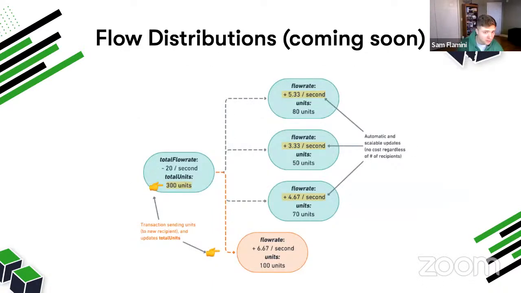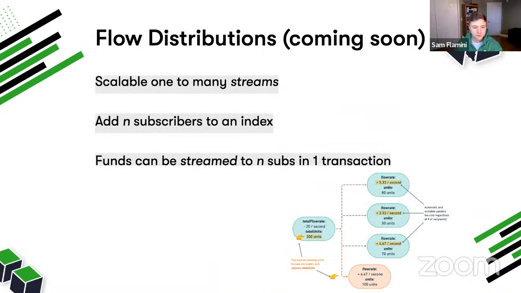And then very soon, we're going to combine the money streaming and the instant distributions into one thing, right? This would be a third option where you can have a large pool, large index, and as the creator of that index, you can send a single stream, which is split up amongst everybody in the pool proportionally. So it's like a one-to-many stream, which would be innovative as well, right? I can add n subscribers to an index, and funds can be streamed to n number of subscribers in that index, right? So those are new forms of value transfer. All pretty cool. This is stuff you can all do today, except for flow distributions that's coming soon.